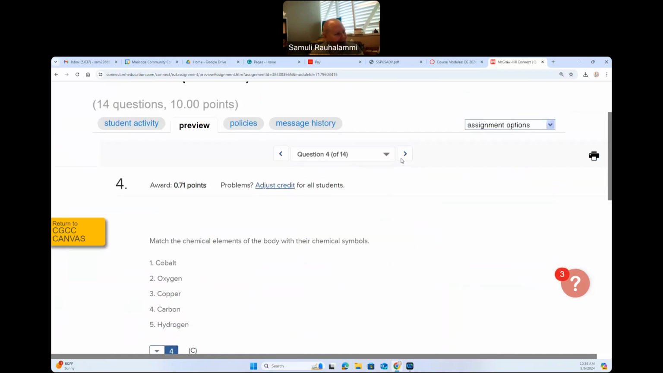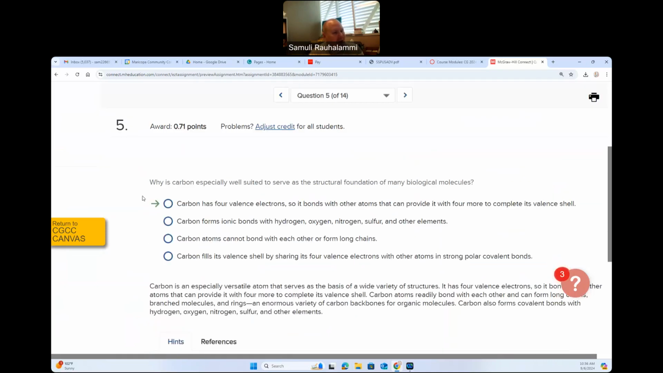I also have some multiple choice questions for you on this week's quizzes. The first question asks, why is carbon especially well suited to serve as the structural foundation of many biological molecules?